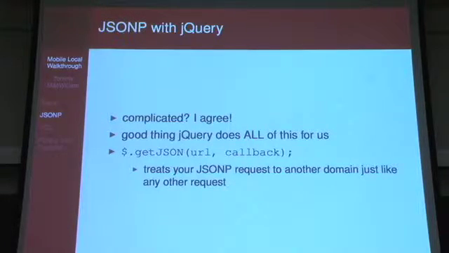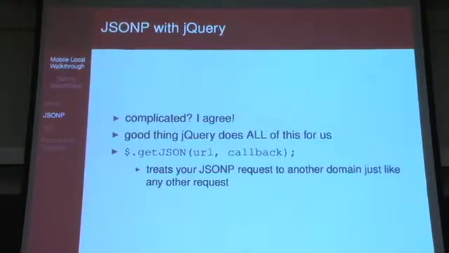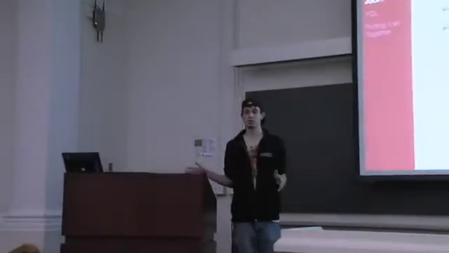And what it does is we can now treat our JSON-P request, or our request to another domain, just like any other request. So just like a regular old request to our domain, it's going to behave the same. And there's nothing that says, actually, that this getJSON function can't be used on our same domain, in which it can. So it's just going to behave exactly the same across domains or within our own domain, which is really, really cool. So that only solves half the problem.